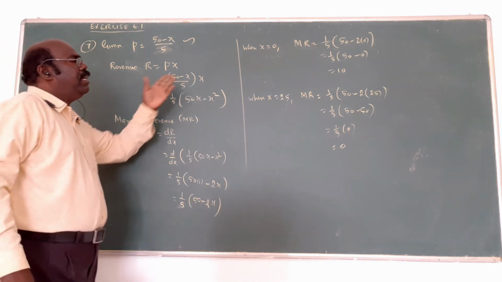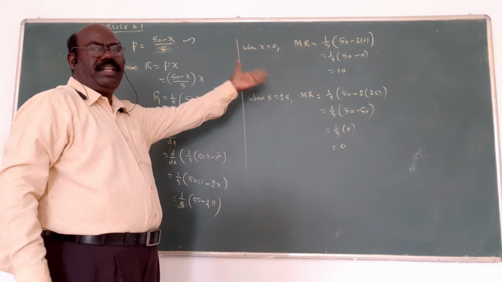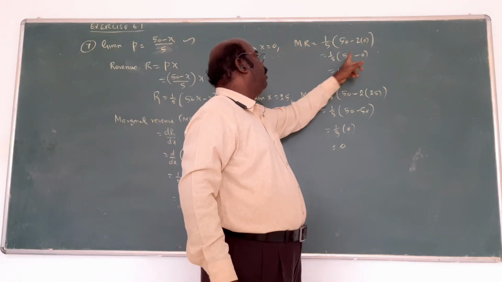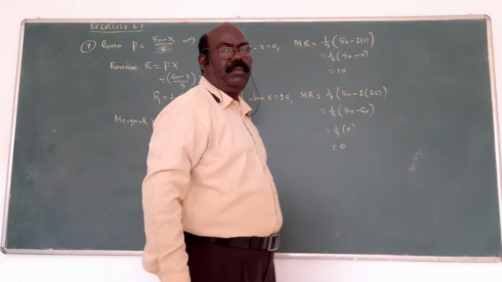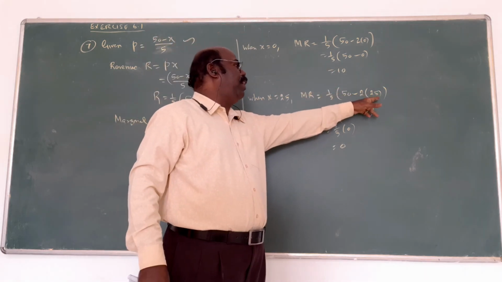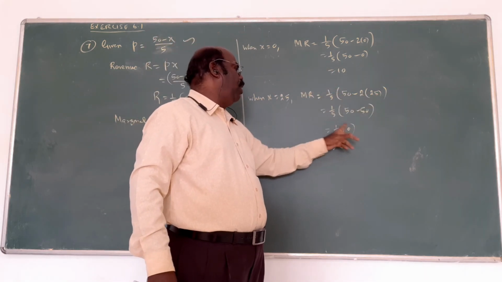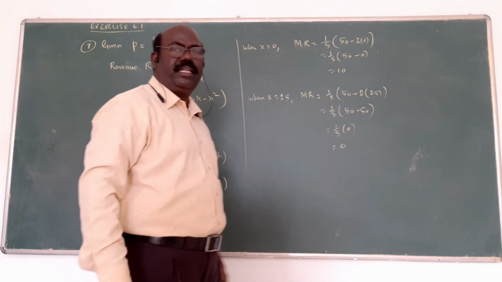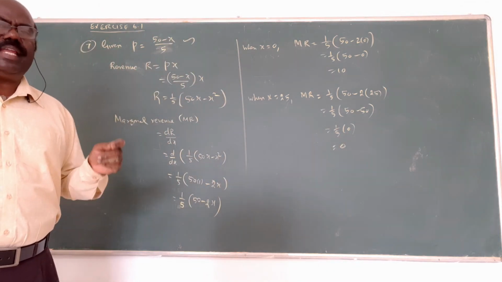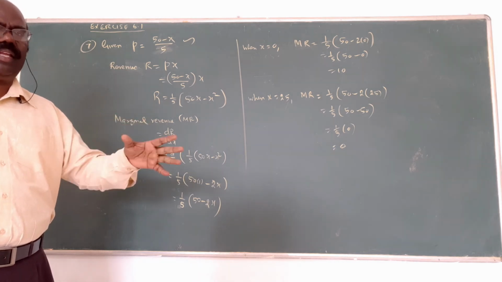Now what is it asking? When x is equal to 0, the marginal revenue is asked. When x is 0, 2 into 0 is 0, so it is 50 by 5, that is 10. When x is 25, the marginal revenue: 2 into 25 is 50, 50 minus 50 is 0, 1 by 5 into 0 is 0. That's the answer. It asks for marginal revenue when x equals 0 and when x equals 25.